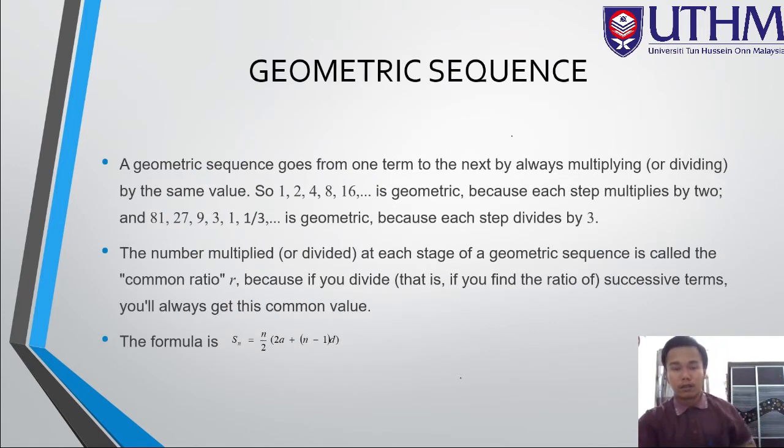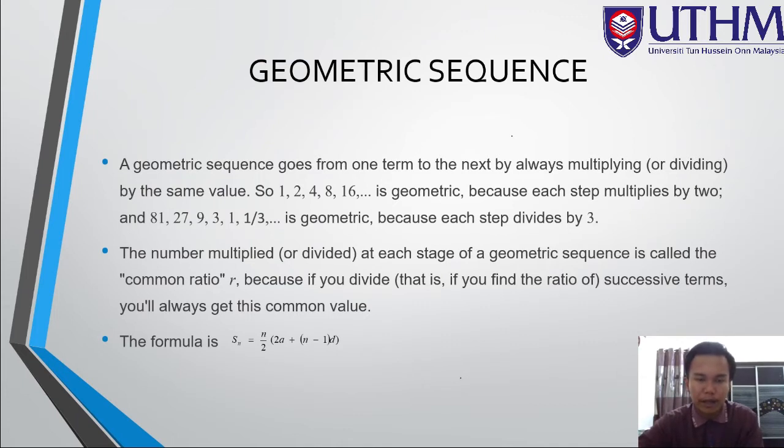So the geometric sequence. A geometric sequence goes from one term to the next by always multiplying or dividing by the same value. So 1, 2, 4, 8, and 16 is geometric because each step multiplies by 2. And 81, 27, 9, 3, 1, 1 over 3 is geometric because each step is divided by 3.